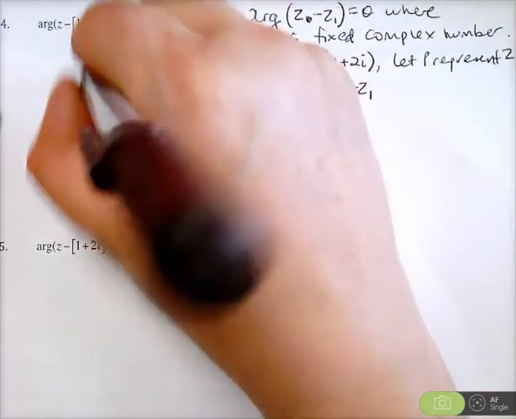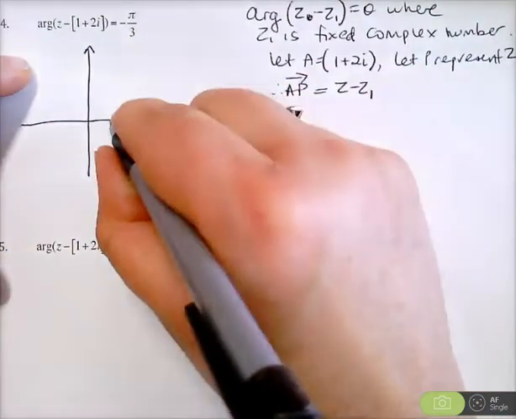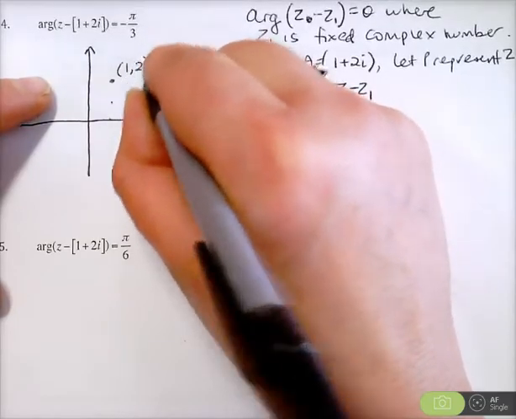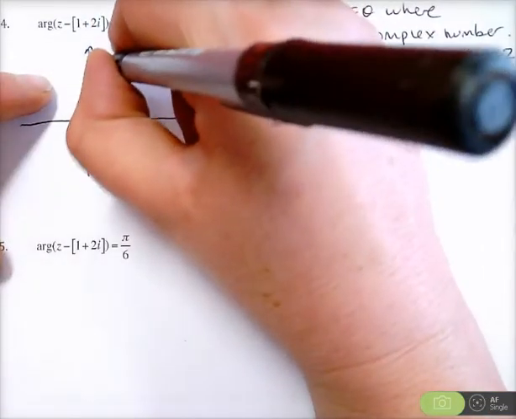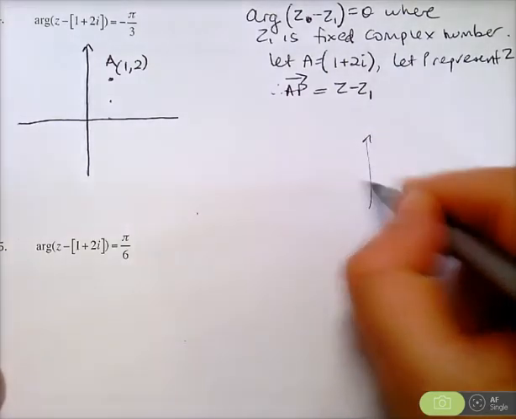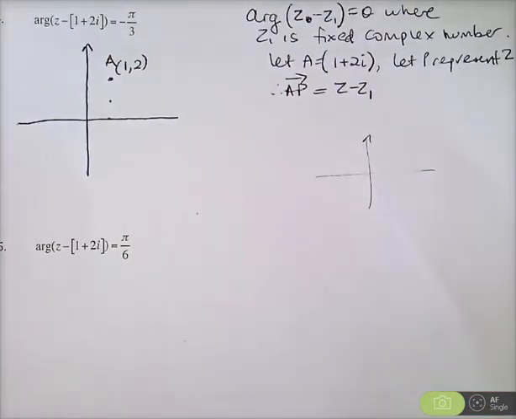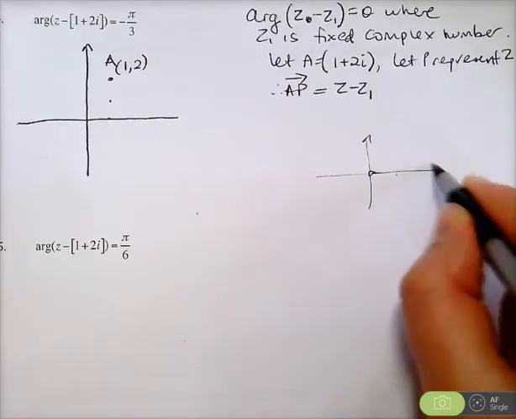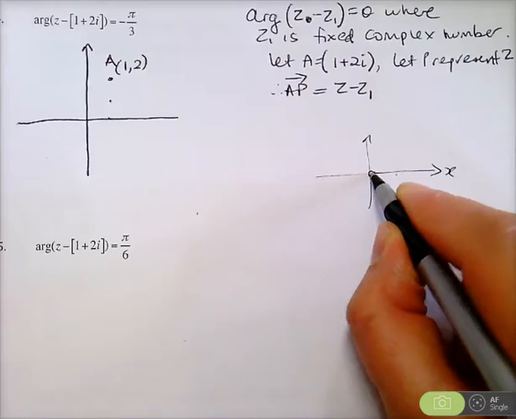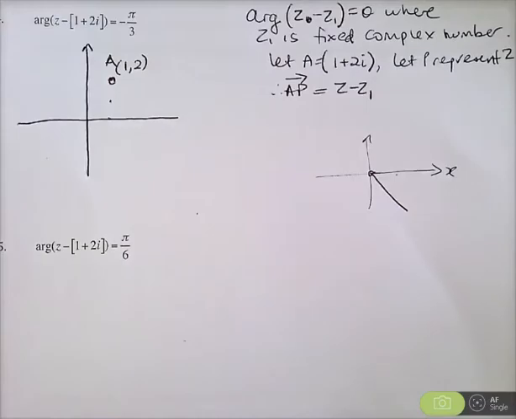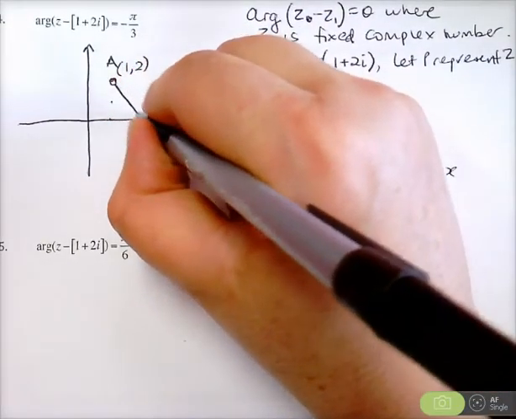So let's draw. We've got 1 plus 2i up here. You can just write it as 1, 2. It can be the point A. Remember, the vector goes from z1 to z. Now, you can have a little sketch over here if you want. Where is minus pi on 3? How do you draw it if I'm starting from here? Down. How many degrees? So your vector, I need an open circle there, and the vector's got to go down 60 degrees.